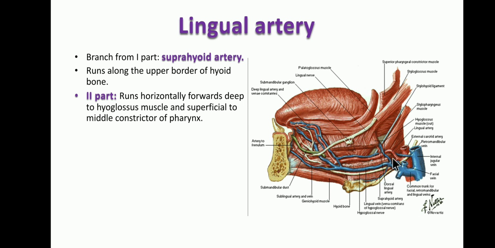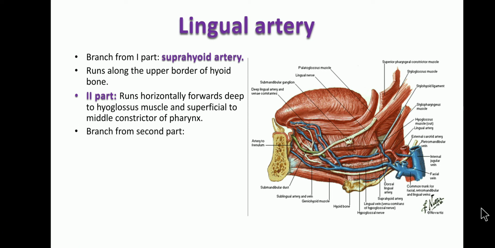The second part runs horizontally deep to the hyoglossus. That is why the hyoglossus is cut here, so as to have a view of the second part of the lingual artery. So it is on top of the middle constrictor. Here you are able to see these transverse fibers. They are the middle constrictor muscle of the pharynx.